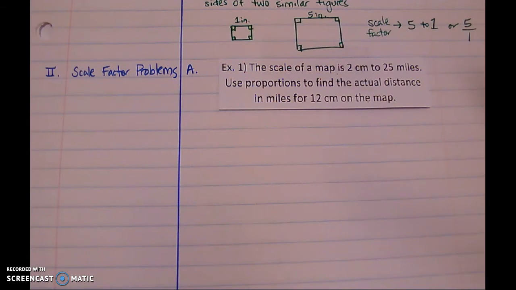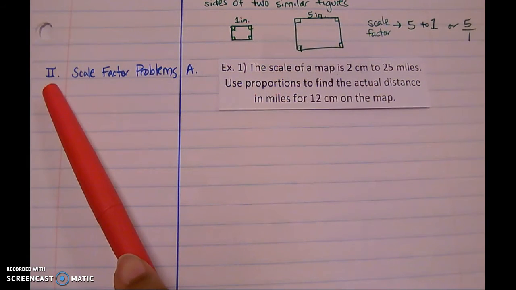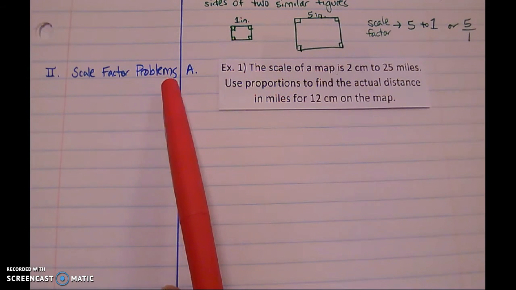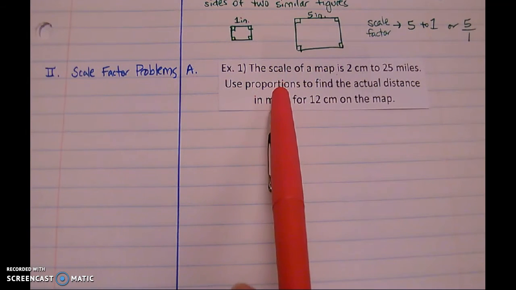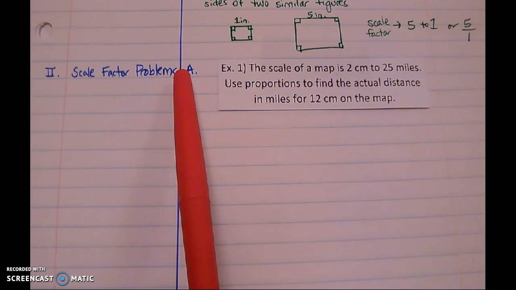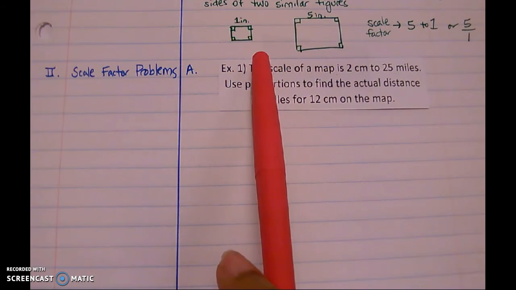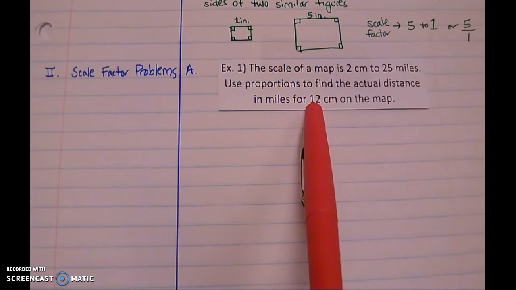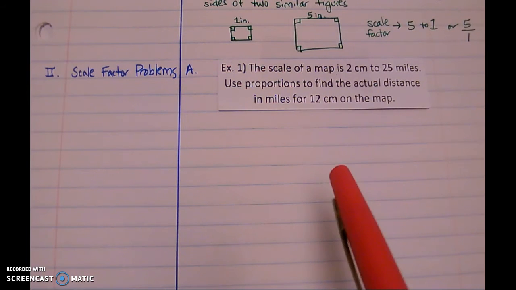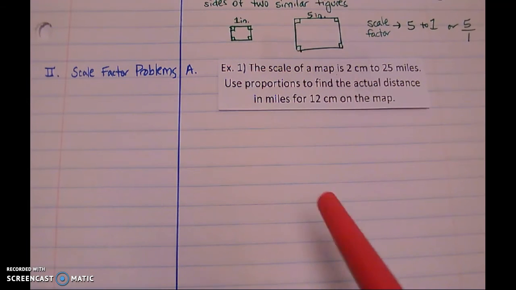Go ahead and skip a line, and we're going to write our Roman numeral 2. We're going to do some scale factor problems. Go ahead and take your first example printed out problem, and right beside the letter A, go ahead and tape this down. You can get some tape from me, and we're going to get started. If you need to pause to do all this, go ahead and pause, and then we'll get started working the problem.